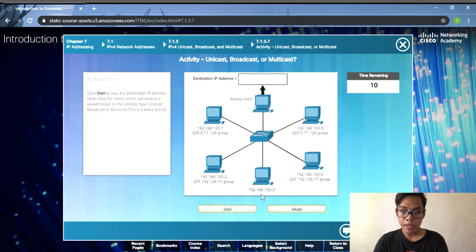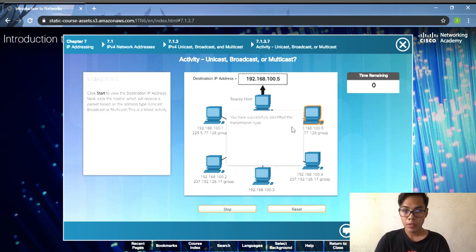And let's click reset again. So let's start. So it's another one here. I forgot to reset it. So let's start. 192.168.100.5. So it is here to find this PC. It is a unicast. Sent to only one. You have successfully identified the transmission type.